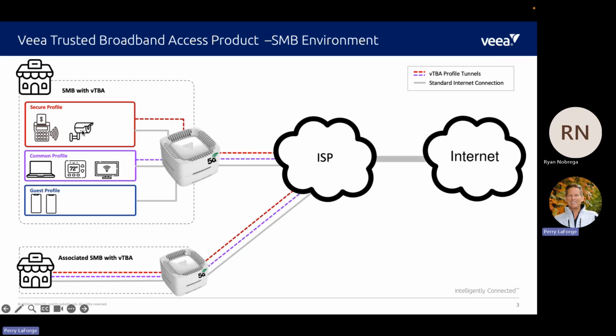Also, a secure profile has, again, very significant security associated with it. These tunnels are set up and, again, are only connected to what they need to be connected to. So, for example, if you had a point of sale system in here, it would be fully isolated from, say, the common profile or even the guest profile. That prevents east-west kind of interference or even north-south interference.